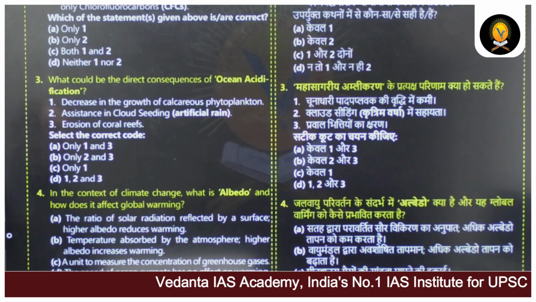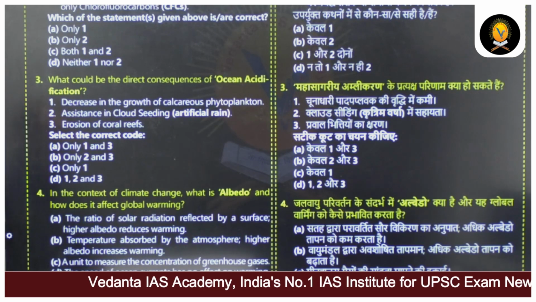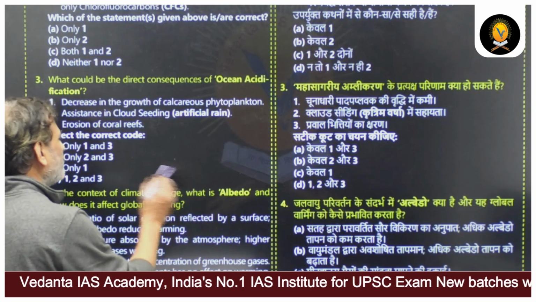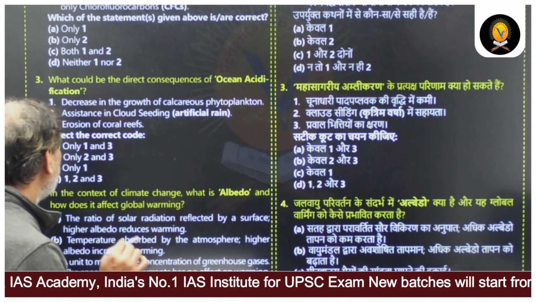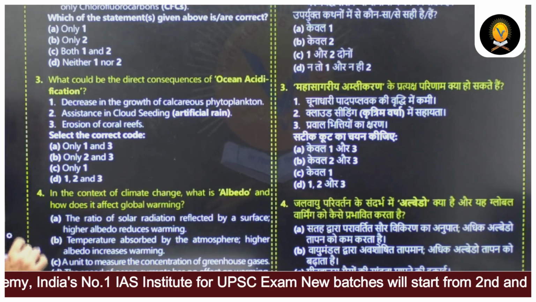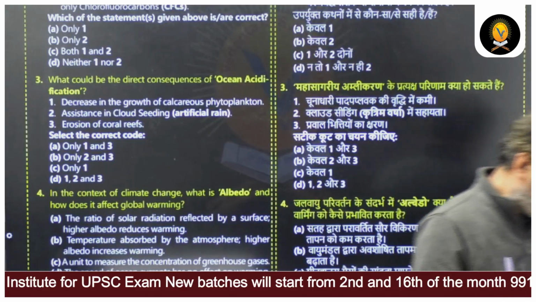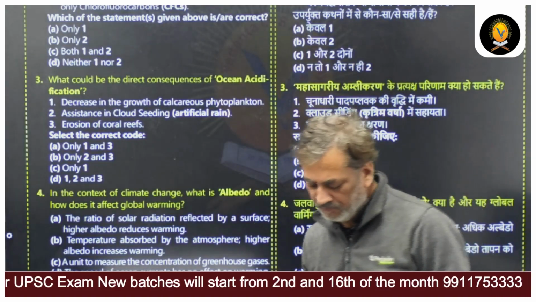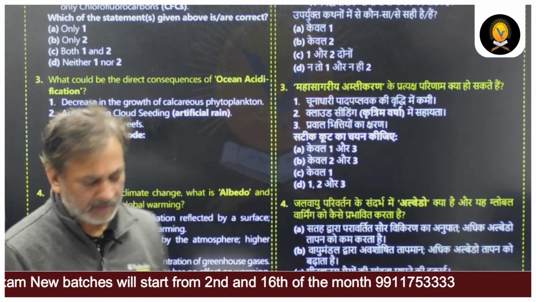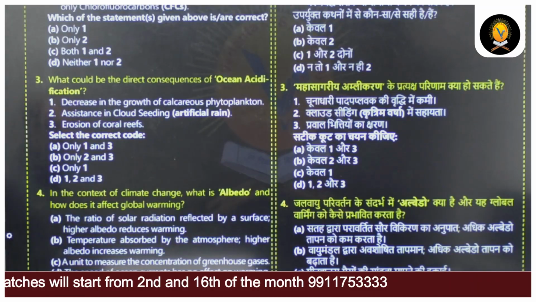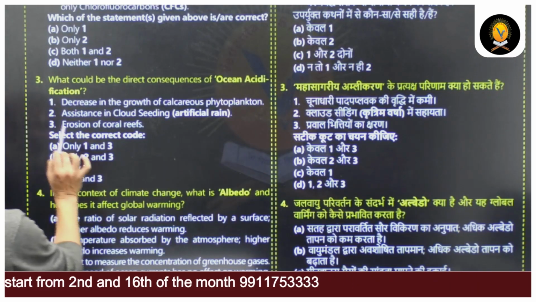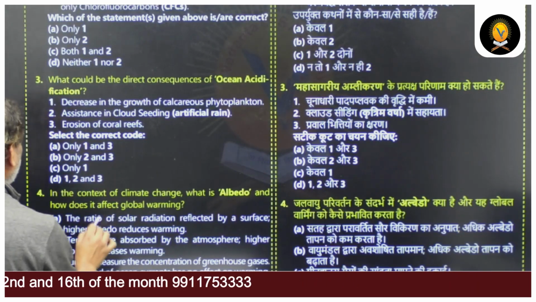Assistance in cloud seeding is not correct, because artificial rain is not caused by ocean acidification, it is only because of cloud seeding. Artificial rain is what? The seeding of silver iodide. So, 1 and 3 are correct.